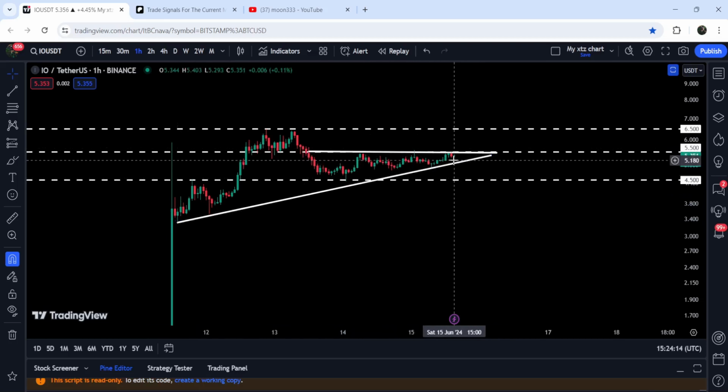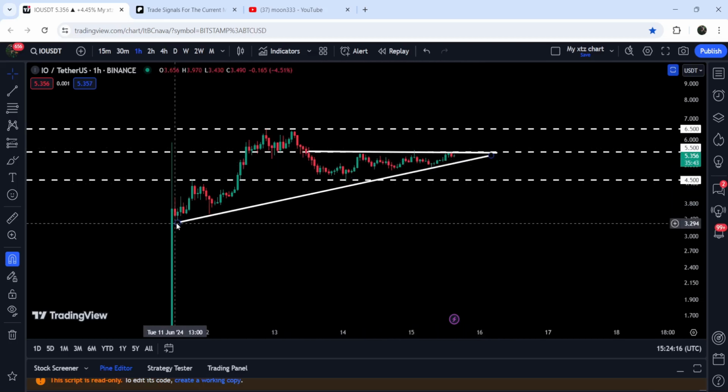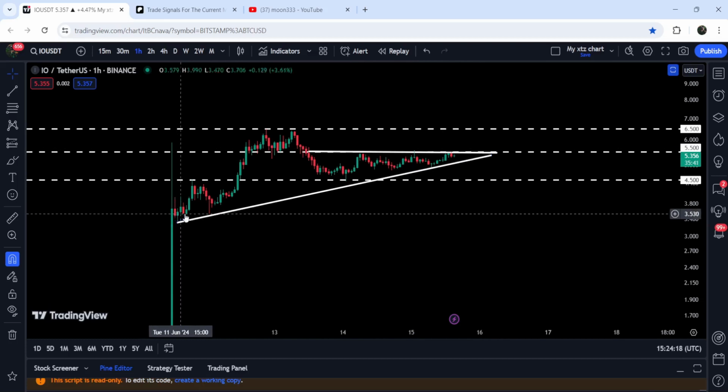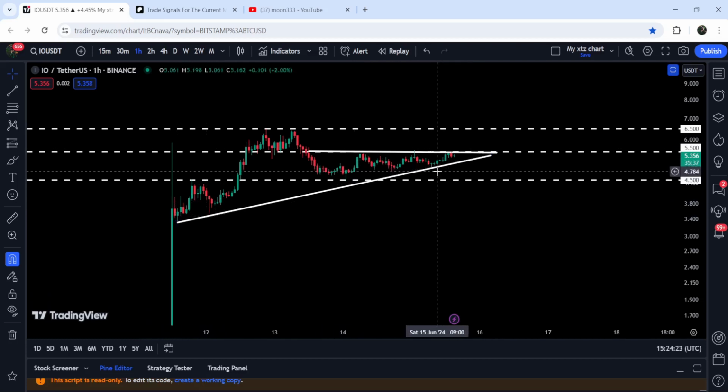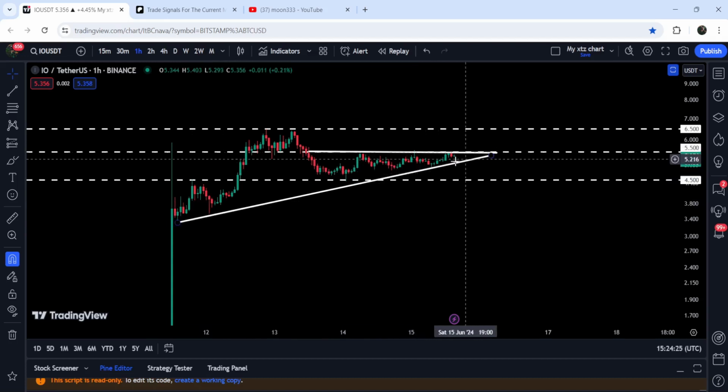And this is a quite long uptrend line support that is coming from 11th of June 2024. We had a bounce here, another bounce here, and this is the most recent bounce that we had here. And now the price line has reached the resistance of this triangle.